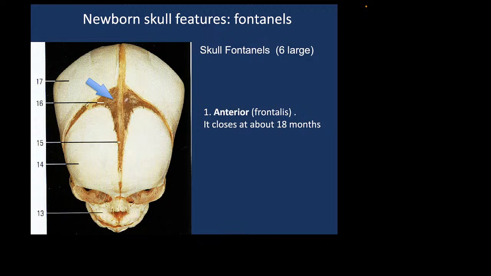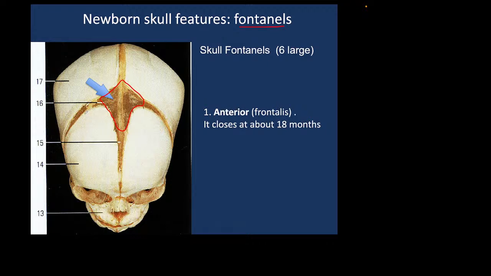Here you see the newborn skull with fontanels. This is what we call a fontanel. Fontanels are the connective tissue structures located between the ossified bones. Commonly, they are called soft spots.